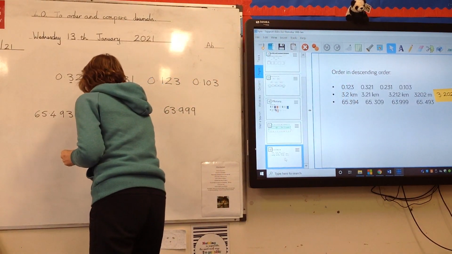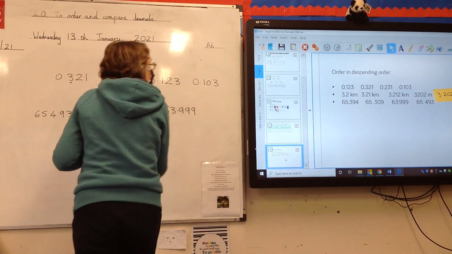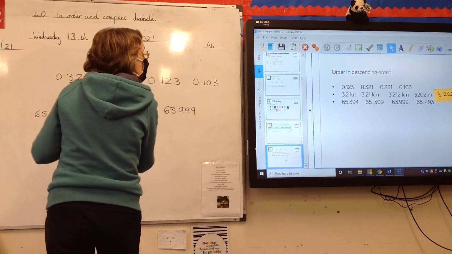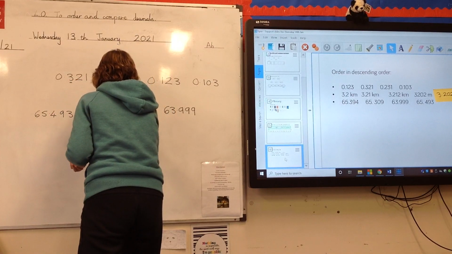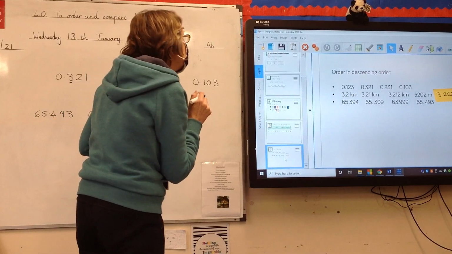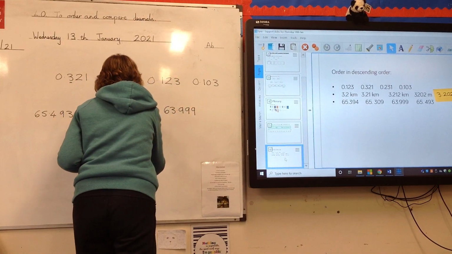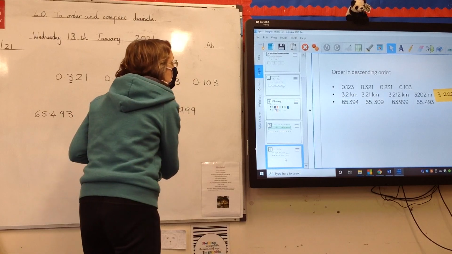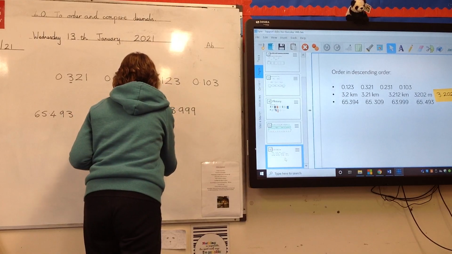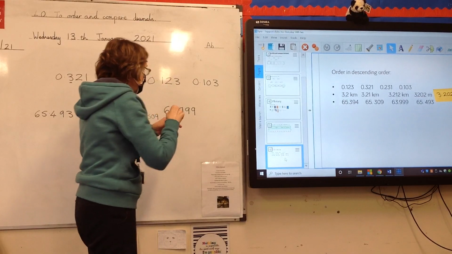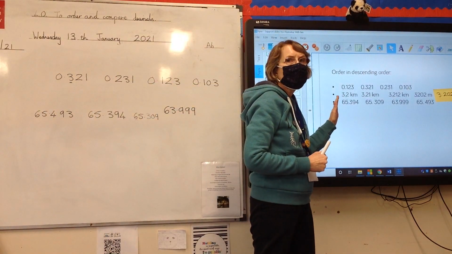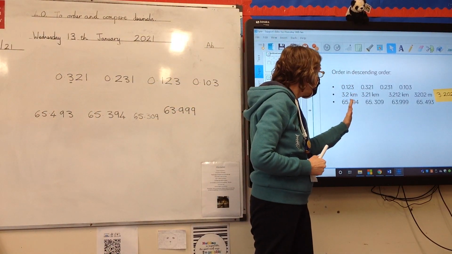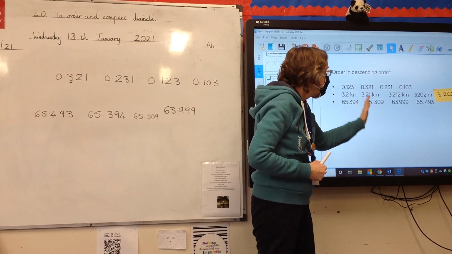So 65.394. And then the smaller one of the two will be 65.309. Okay. So, golden rule. Look at what's before the decimal point, then look at the tenths, then look at the hundredths, then look at the thousandths.